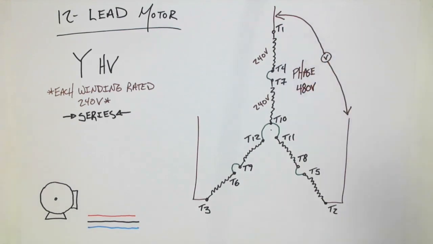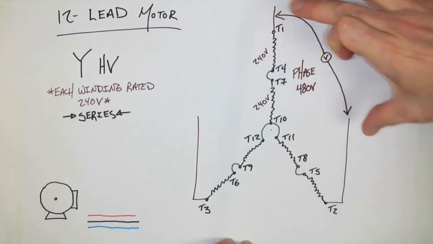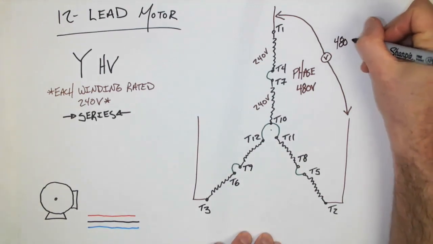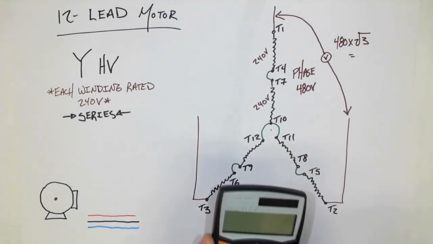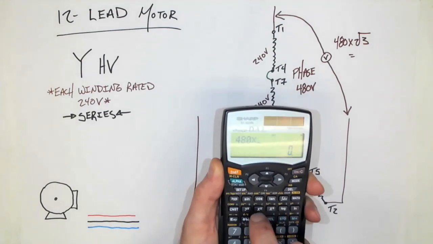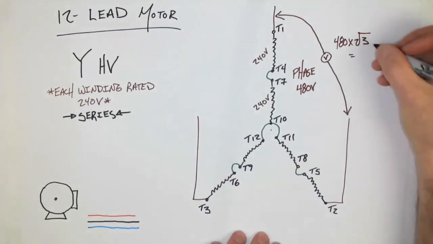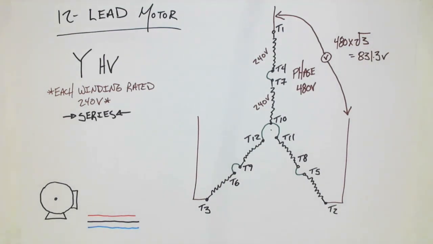And therefore, if the phase value is 480, the line value must be root 3 larger. So that would be 480 times root 3. And if I get my calculator out, 480 times root 3 gives me 831.3 volts. That would be the required line voltage for this particular three-phase 12 lead connection, which is Y, high voltage.